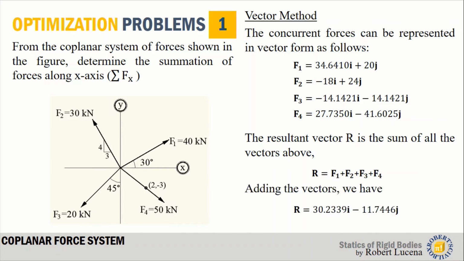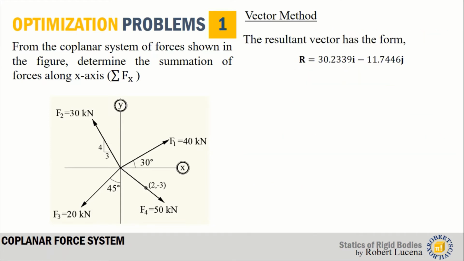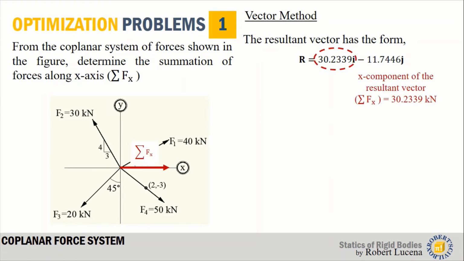Adding the vectors now, we have the sum of the i terms equal to 30.23991, and the sum of the j terms would be this one. Now we can say that the resultant has the vector form R equals 30.2339i minus 11.7446j. Now sigma Fx is the coefficient of your base vector i. So there we have the answer for this question, or the sigma Fx.